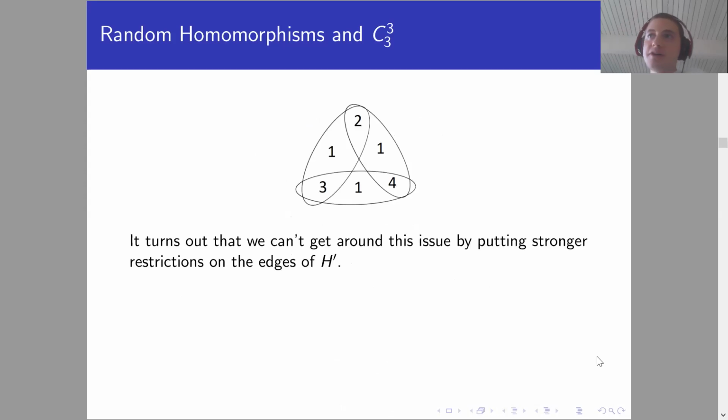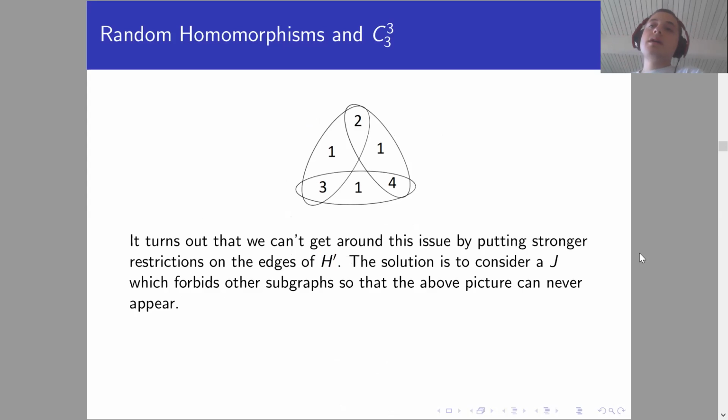So you might try and get around this by adding some third condition, where maybe you force edges that intersect in one vertex to not intersect at all. There are many things you could try. None of them seem to work if you force further conditions on H prime. So what you can do instead, though, is you can force stronger conditions on J. So again, J at this point always specifies some triangle-free 3-graph. And it turns out if you force J to forbid other subgraphs and not just triangles, in addition to triangles, then you can avoid this picture here.